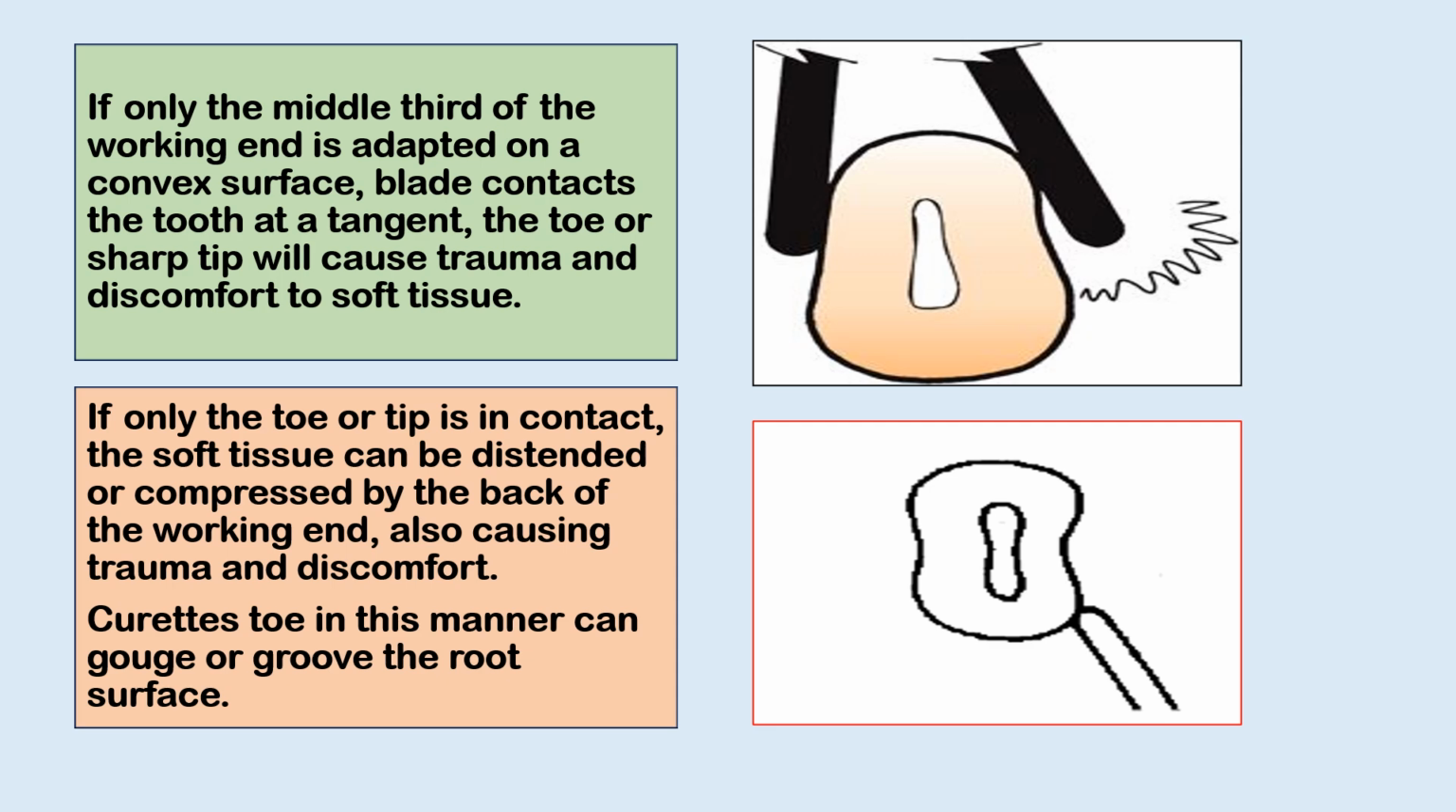Now look at the diagram. If only the middle third of the working end is adapted on the convex surface, the blade contacts the tooth at a tangent, and the toe or the sharp tip will cause trauma and discomfort to the soft tissue. And if only the toe or the tip is in contact, the soft tissues can be distended or compressed with the back of the working end, which will also cause trauma and discomfort. So curette toes in this manner can gouge or groove the root surface.